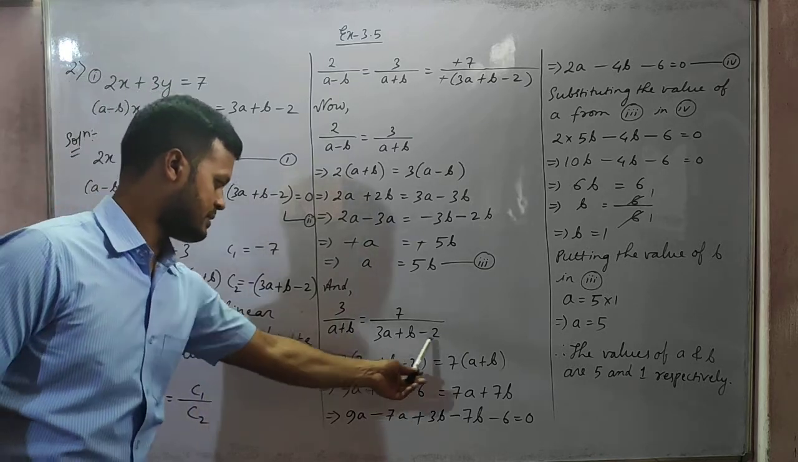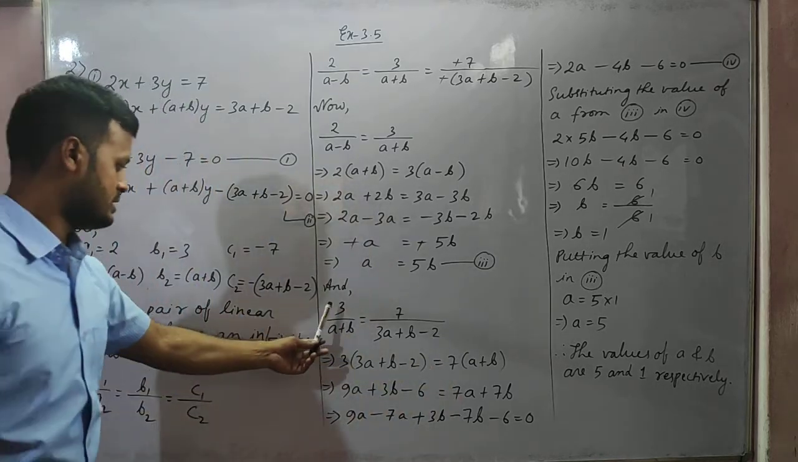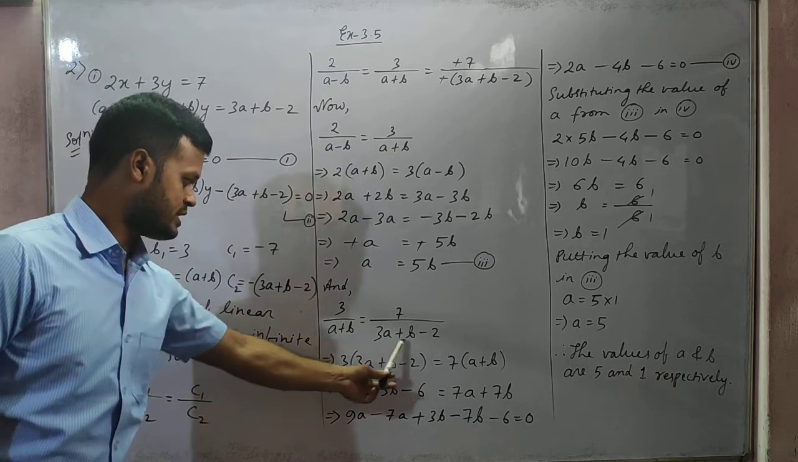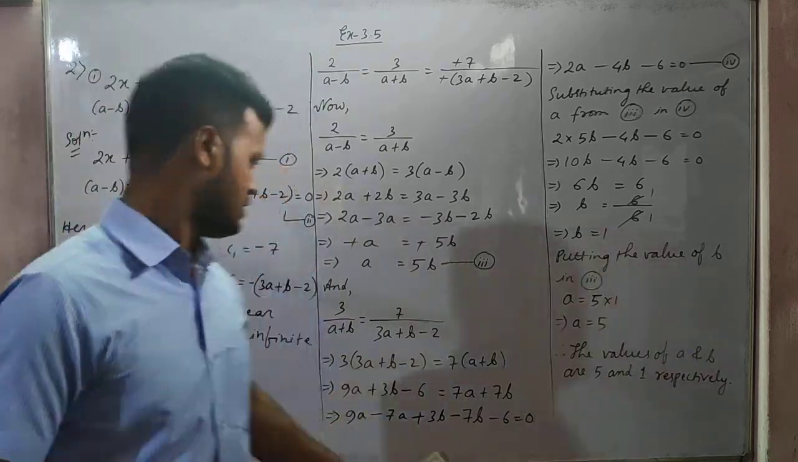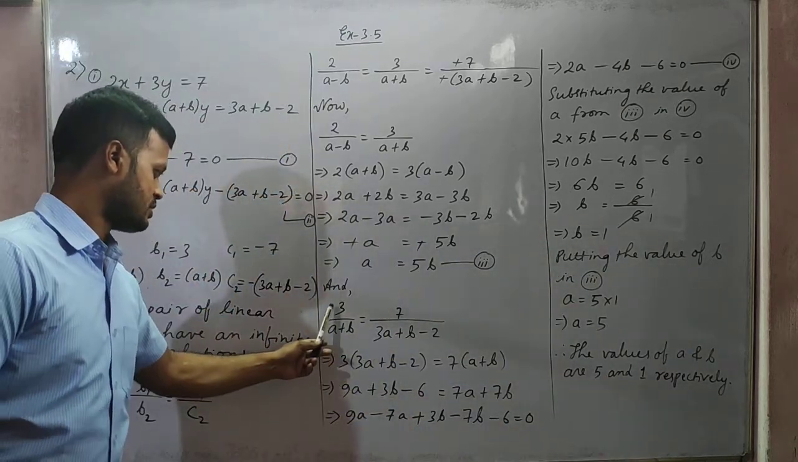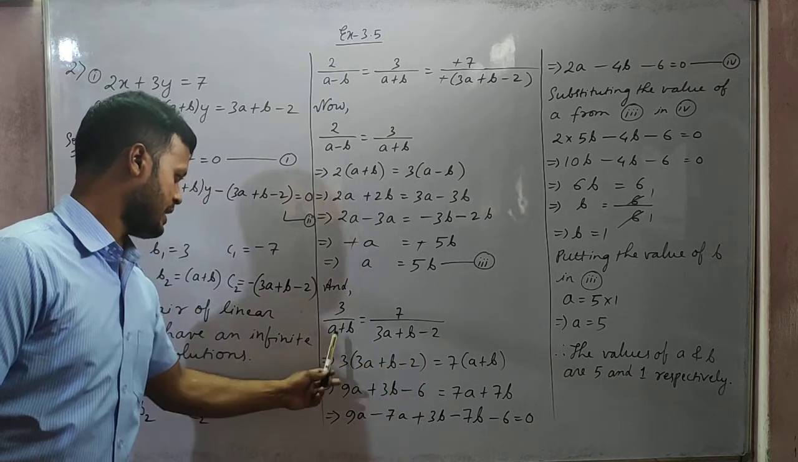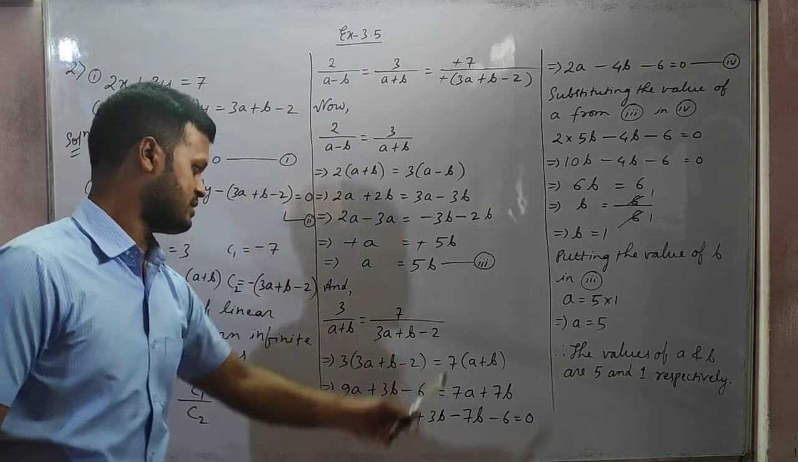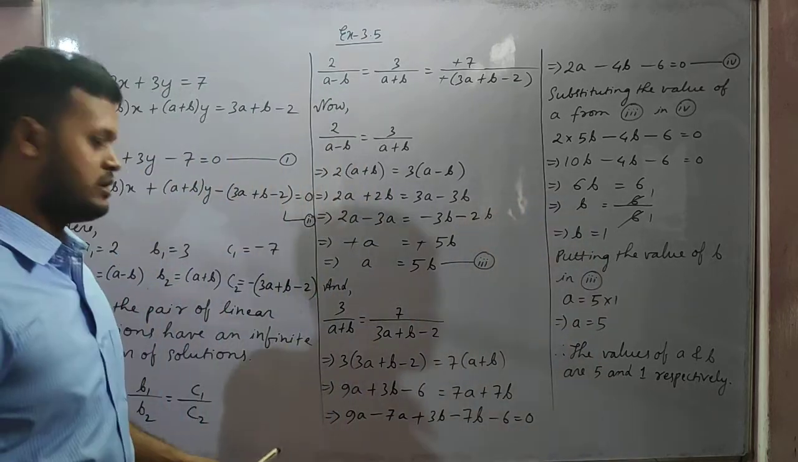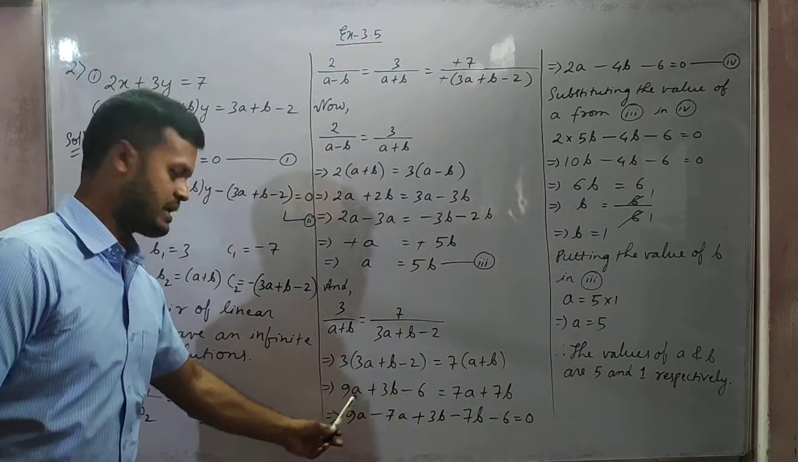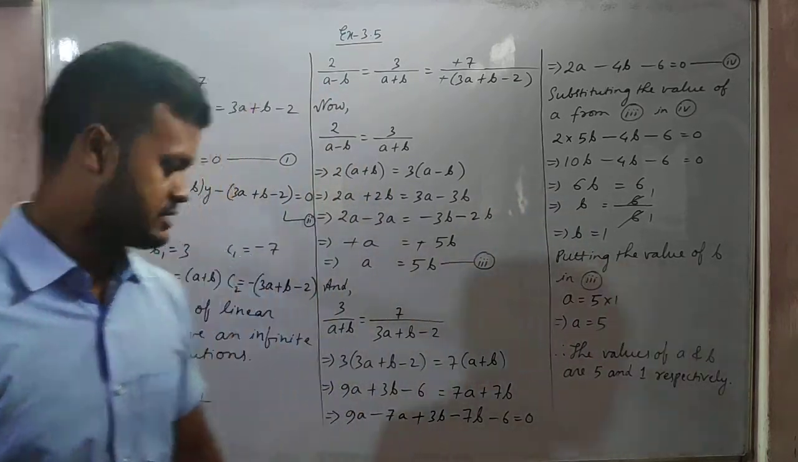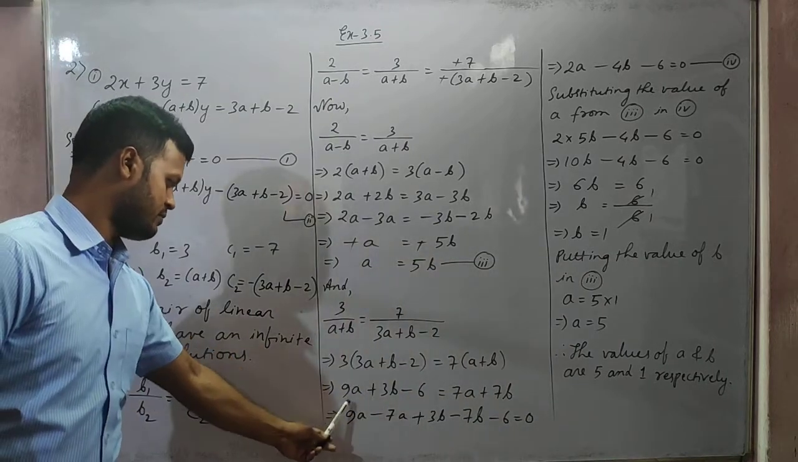So 3 into (3a + b - 2). See carefully. This 3 into (3a + b - 2). Did you understand? With this 3 you multiply this term. So 3 into (3a + b - 2), and with this (a + b) you multiply this 7. So 7 into (a + b). Now you multiply. 3 into 3a will become 9a. Okay? See carefully. 3 into 3a will become 9a.